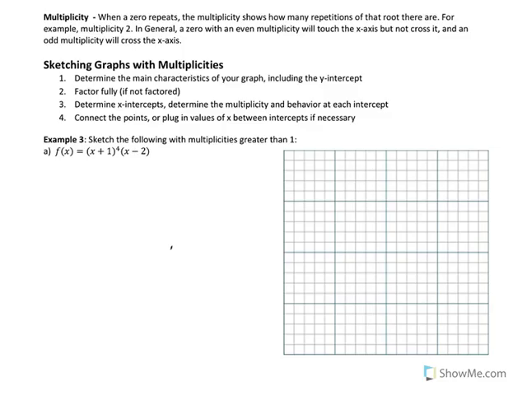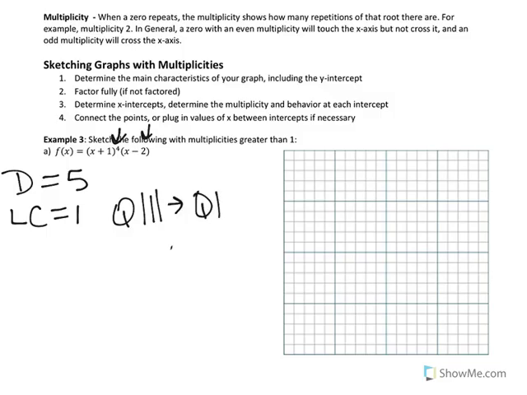Okay, so for this one, our degree is 5. 4 here, and then 1 here. And our leading coefficient is 1, so it's positive. It goes from quadrant 3 to quadrant 1 because it is an odd function. So it's going from here to here.